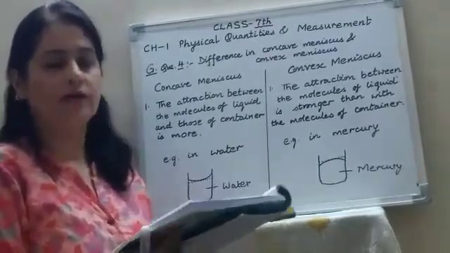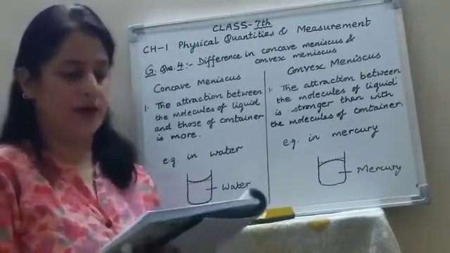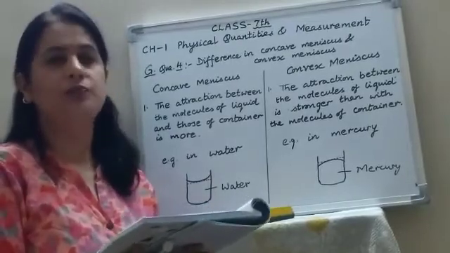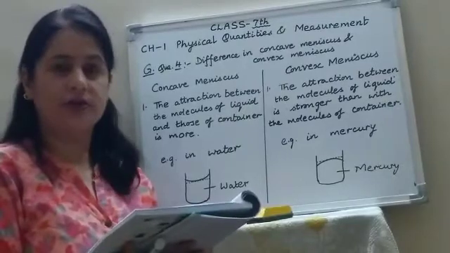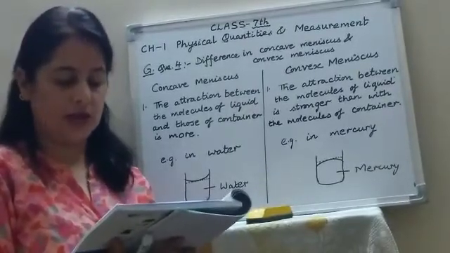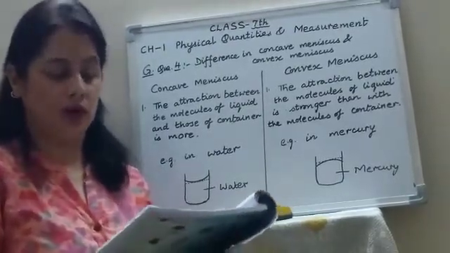Question number 3, you have to define density and state the factors on which the density depends. The definition of density you've already done. The mass per unit volume of a substance is called its density, and the SI unit of density is kilogram per cubic meter. The factors on which the density depends are the mass and volume of the body.